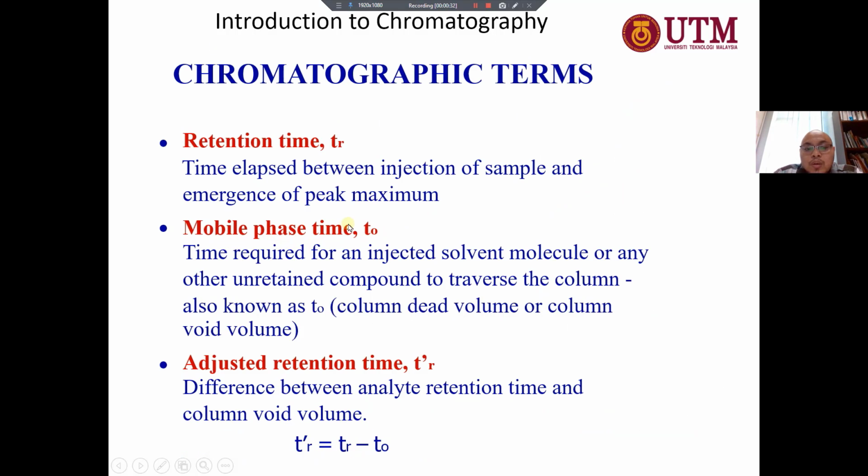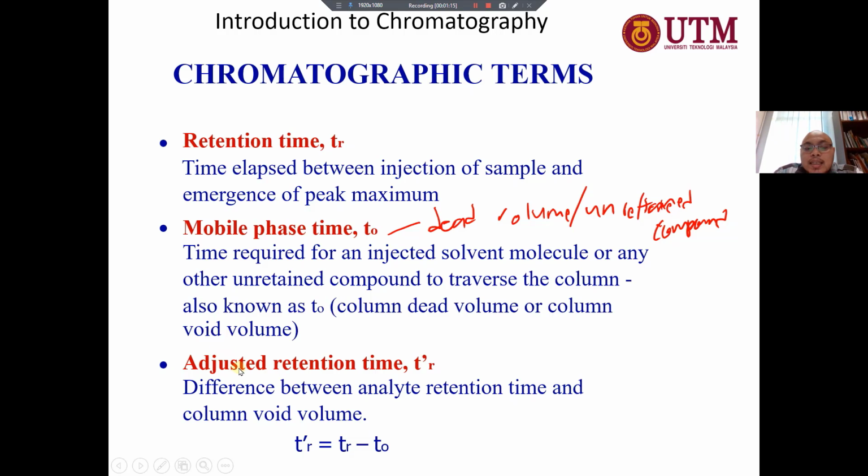Mobile phase time, or dead volume, or unretained compound, is the time required for an injectant solvent, molecule, or any other unretained compound to traverse the column, also known as the T naught, column dead volume, or column void volume. It means anything that is not retained, not interacting with the stationary phase.